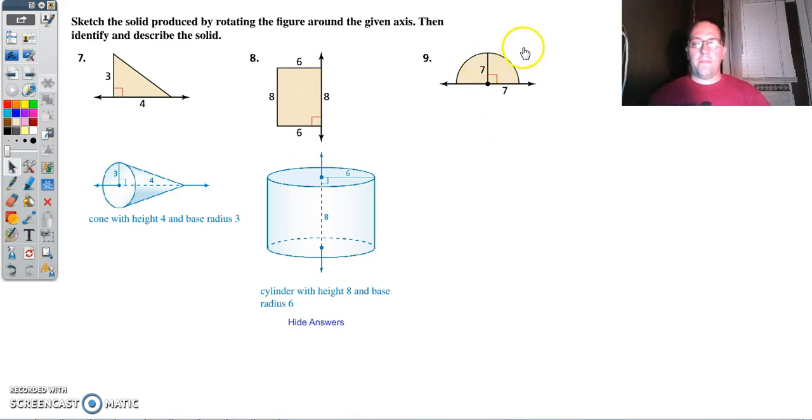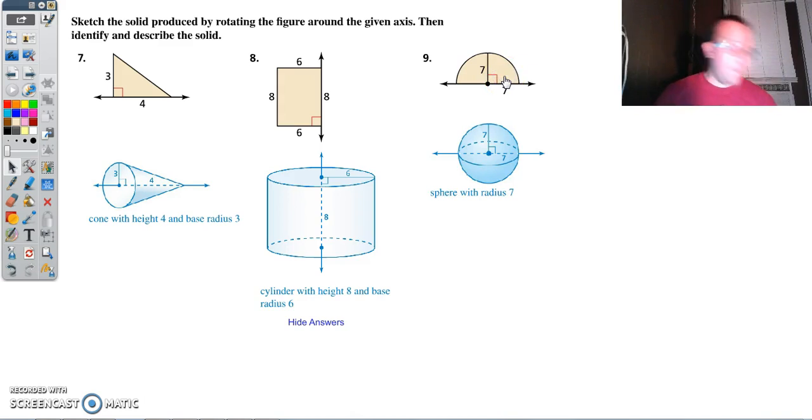All right, what about number 9? Spin that around. What does that give you? Gives you a sphere. All right, and if you don't see that, I've got one of those too. Got my little half circle. A sphere. All the way around, no matter how you hold it, it's a sphere. Alright. So, you see, it's a sphere, it's got a radius of 7, same as the radius of the half circle.